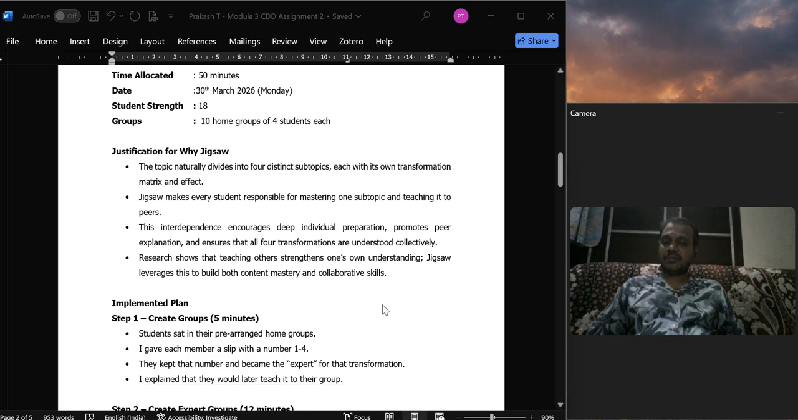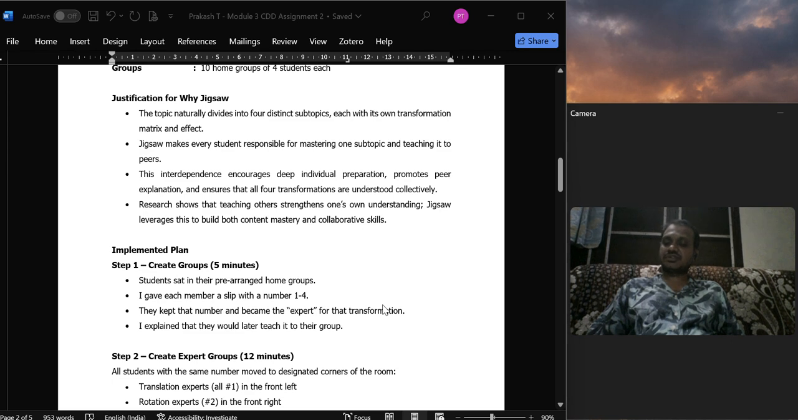How did I implement it? There are four steps. The first step is I created groups. It took 5 minutes. Students sat in their pre-arranged home groups. I gave each member a slip with a number from 1 to 4, as each group has 4 members. The students picked any one number, kept that number, and became the expert in that transformation. I explained that they would later teach the other groups.